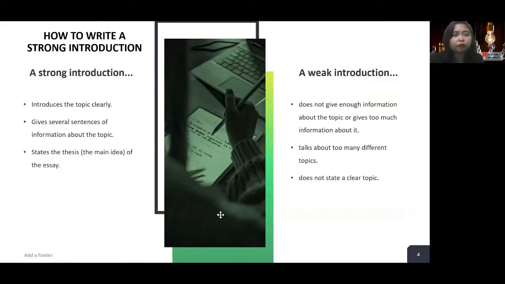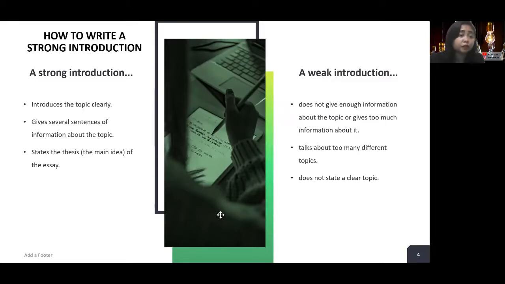Here we have how to write a strong introduction. We have two sides here: a strong introduction and a weak introduction. When you want to have a strong introduction, introduce the topic clearly. But when you don't give enough information about the topic, or give too much information about it, your introduction will become a weak introduction.